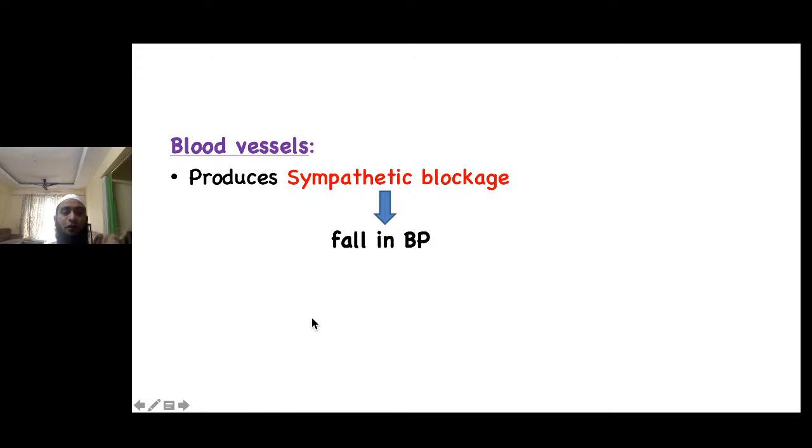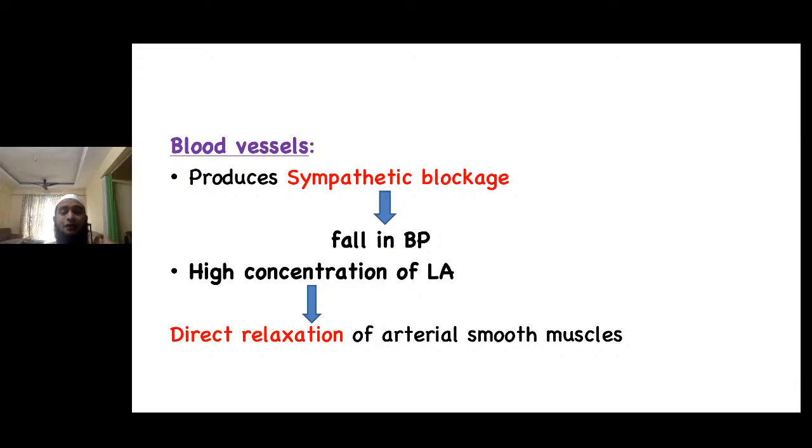So this is one of the effects on the blood vessel: it produces sympathetic blockage and a fall in blood pressure. Whereas at high concentration, local anesthetics produce direct relaxation of arterial smooth muscle, and due to this relaxation it produces dilatation, because there are two actions on smooth muscle: contraction and relaxation. Due to contraction, the diameter of the blood vessel is reduced, whereas due to relaxation the diameter increases. So at usual dose it produces a fall in blood pressure, whereas at high dose it produces direct relaxation of arterial smooth muscle, and both contribute to a very severe decrease in blood pressure.